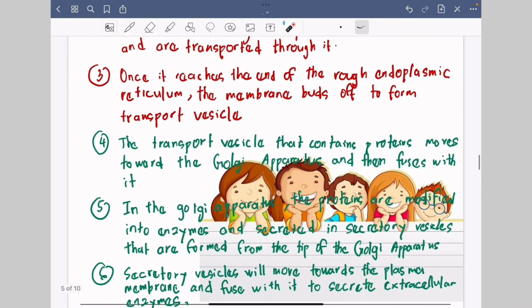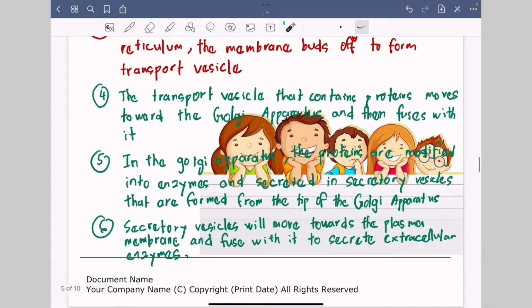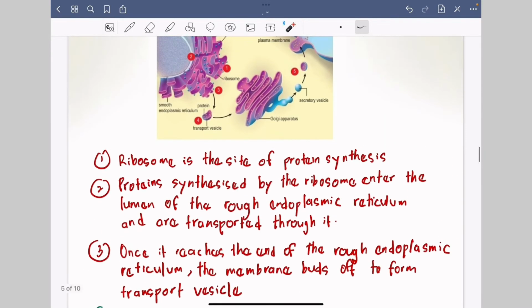can do its function to modify proteins into enzymes, and then it can pack them into secretory vesicles in order to secrete them outside of the cell. This secretory vesicle that has been formed, that has enzyme within it, will move to the plasma membrane. We secrete it outside of the cell by fusing it with the plasma membrane. So that's all about it.